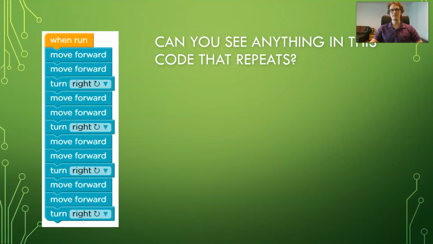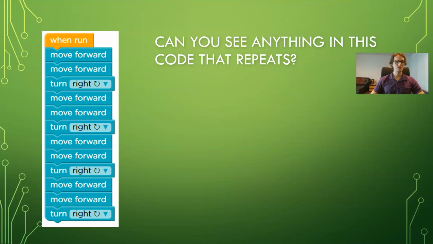Can you see anything in this code that repeats? Okay? Look at this code here. Can you see anything in it that repeats? And remember, repeats means happens more than once. Think about that for a second. Pause the video if you need to, and let's take a look.